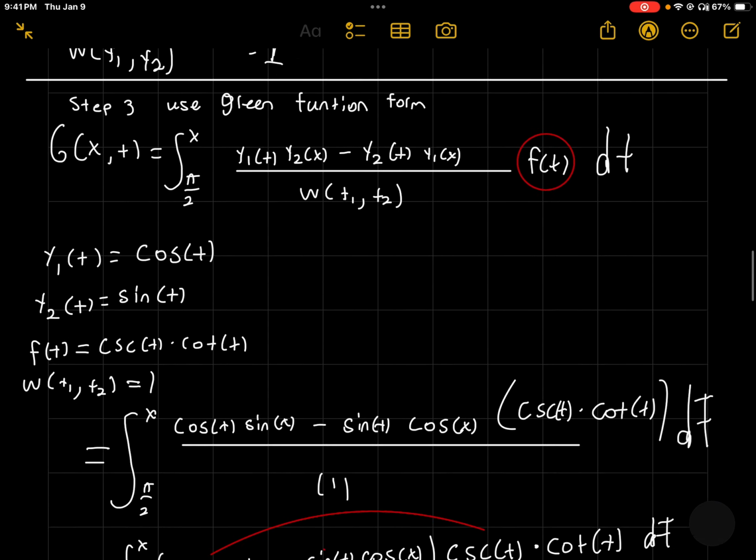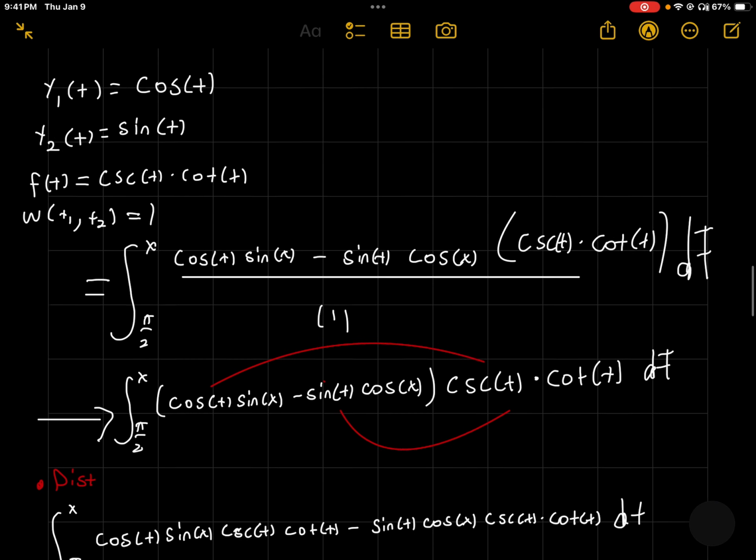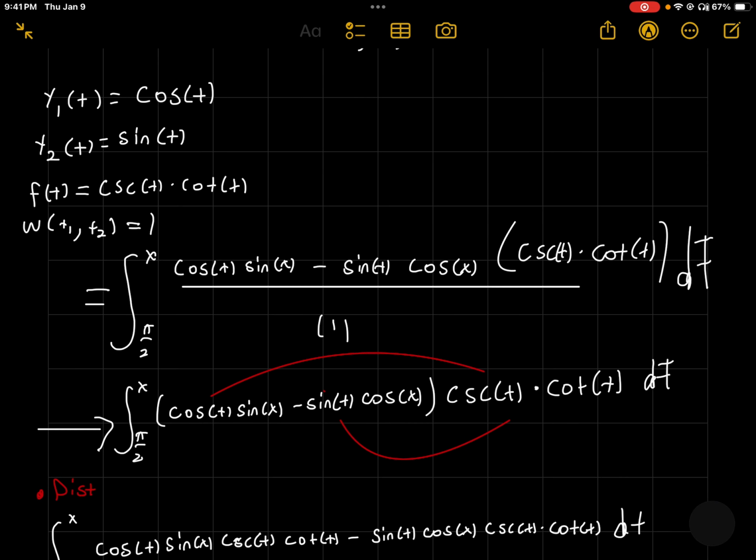Step 3 is to use the Green's function form. Note that f of t is basically the right side, which is cosecant times cotangent. We plug in everything that we found, and here is where it gets messy. So what we're going to do is distribute cosecant t times cotangent t into both of these.